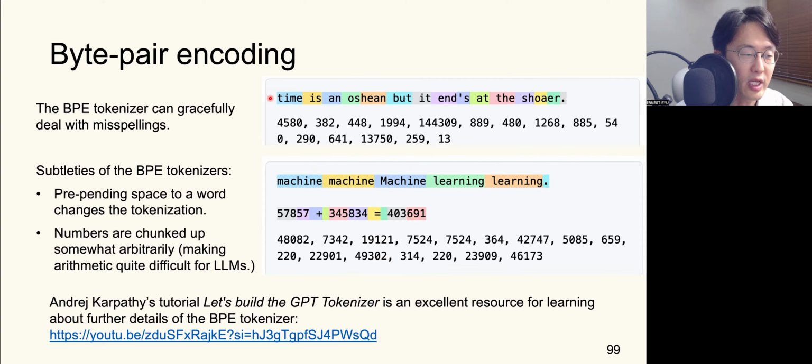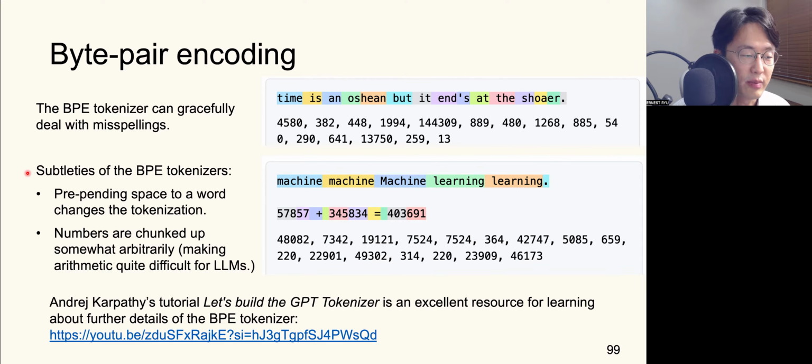If you look at this example, here we have some misspellings. So time is an ocean misspelled, but it's at the shore. And the nice thing about BPE is that it can gracefully deal with misspellings. So the way that this misspelling of ocean is tokenized results in a different sequence of tokens compared to what you would have if you had the correct spelling. So the misspelling does have an effect. It will produce something different, but at least you have something that's tokenized. And if you train a large language model that contains sufficiently many misspellings, then the language model learns to understand things despite these kinds of misspellings.